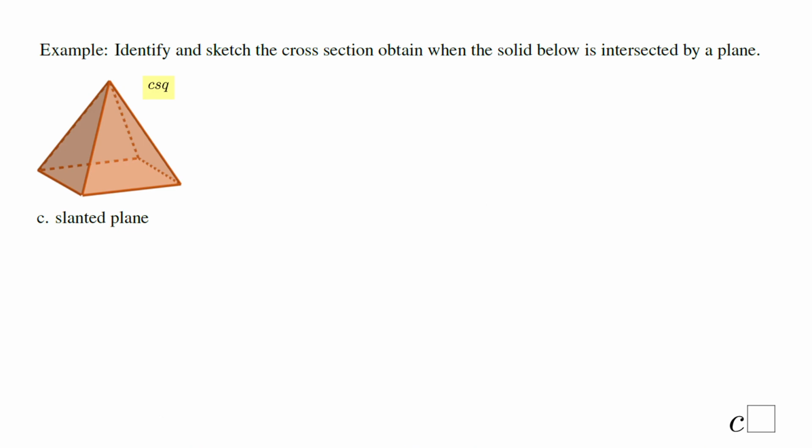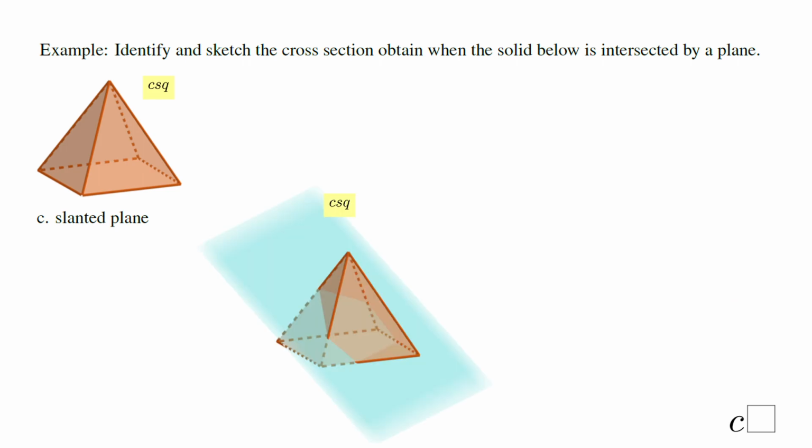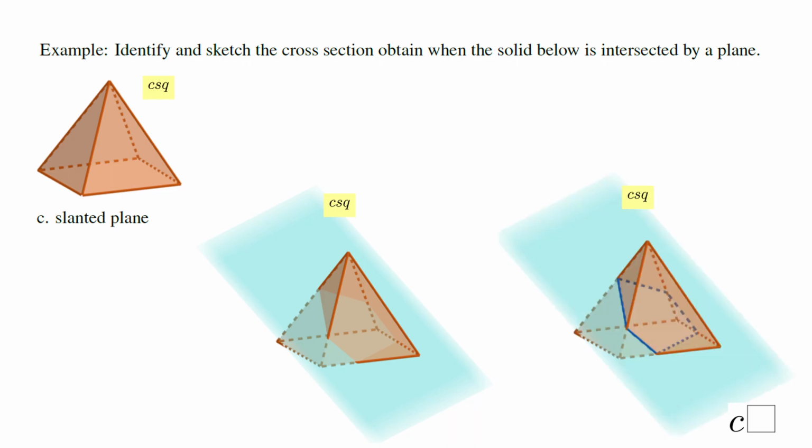For a slanted plane, the second choice, yeah, we can get a pentagon. You see this plane crosses 5 faces. And also we can get a quadrilateral. I think we had that choice.